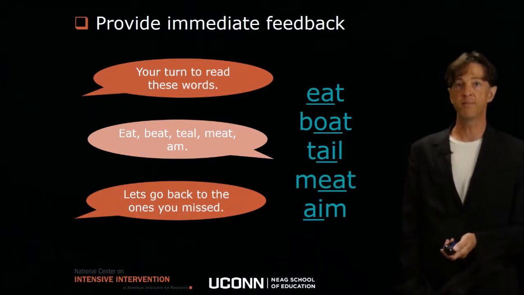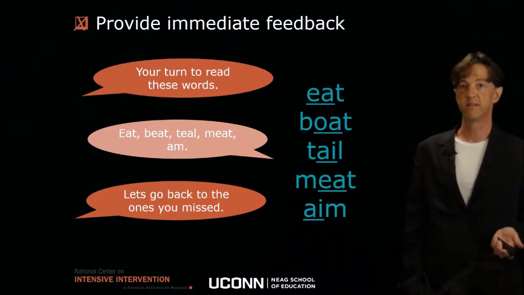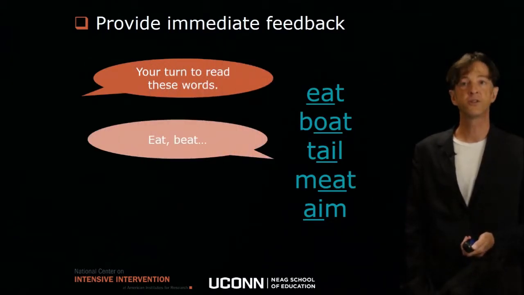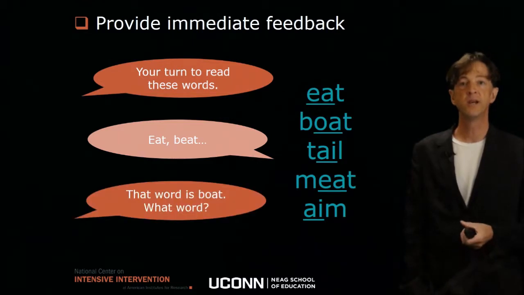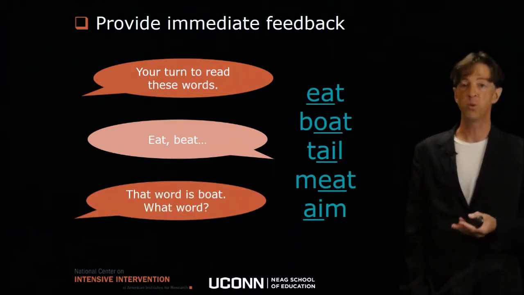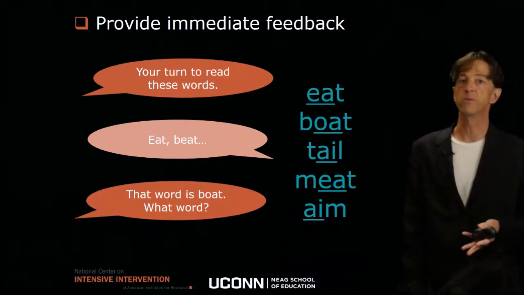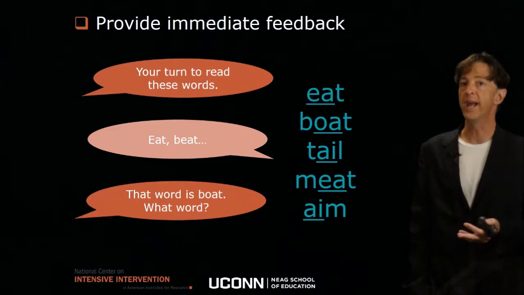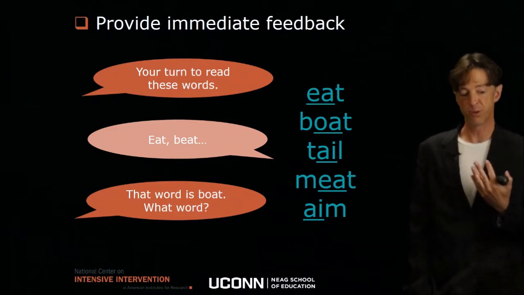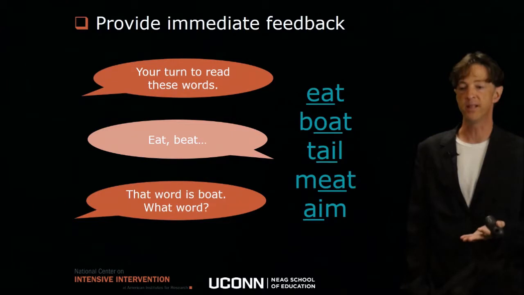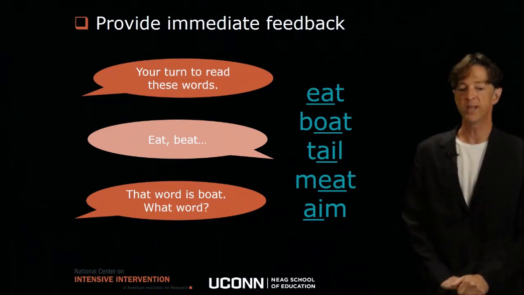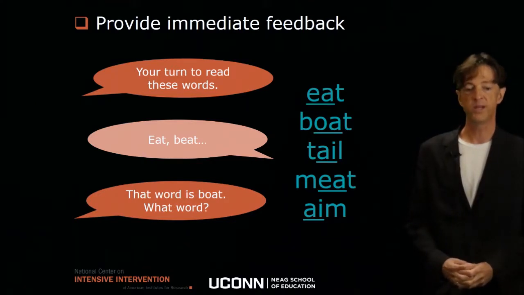So that gets an X. A different way to think about this would be, okay, your turn to read these words. The student starts off, eat, beat, and then right away we say, that word is boat. What word? And the student says, oh yeah, boat, and then continues on. So by correcting that error on boat right away, we're pre-correcting for these other errors that might be happening later. So the more quickly we can provide feedback on something, the more we can reteach something right away. We can prevent errors from happening after that.